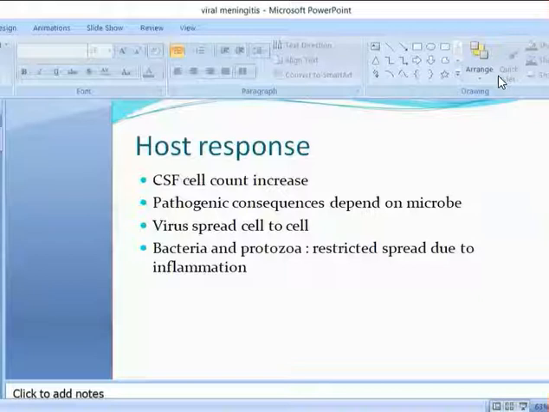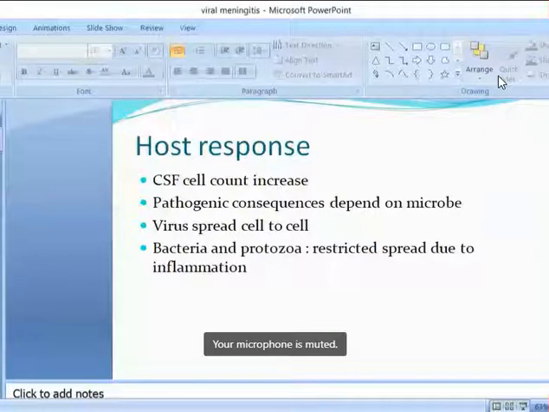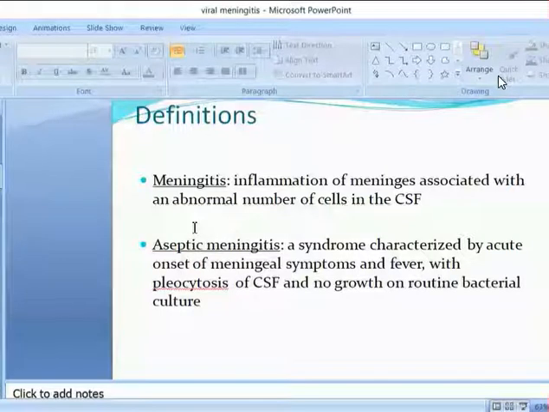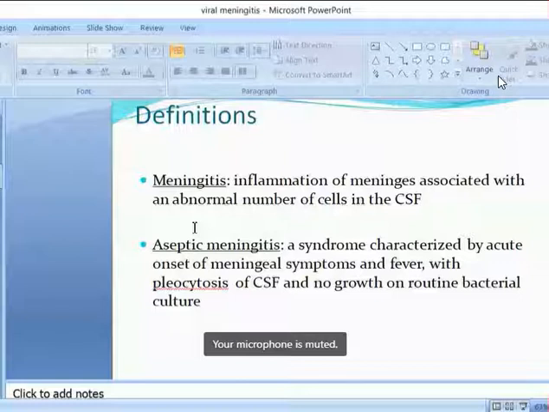Now, to define, you already know what is meningitis. Meningitis is nothing but, the itis is inflammation, inflammation of the meninges associated with an abnormal number of cells in the CSF. Now, what is viral meningitis or aseptic meningitis? The same thing, but there is no growth on routine bacterial culture. That's why it is called aseptic.